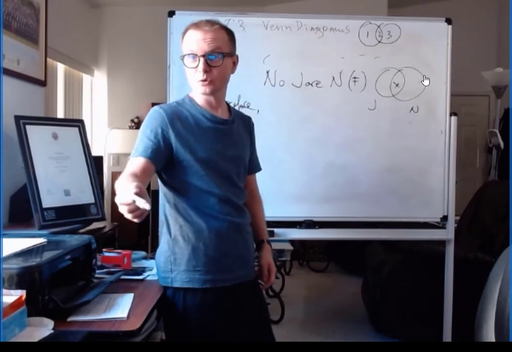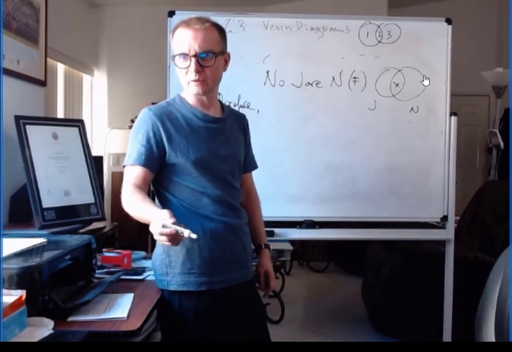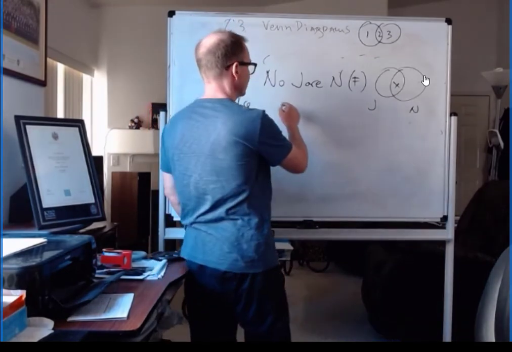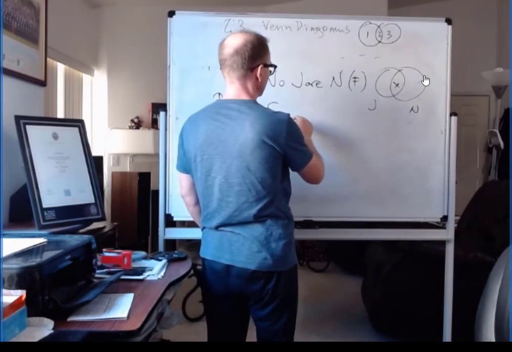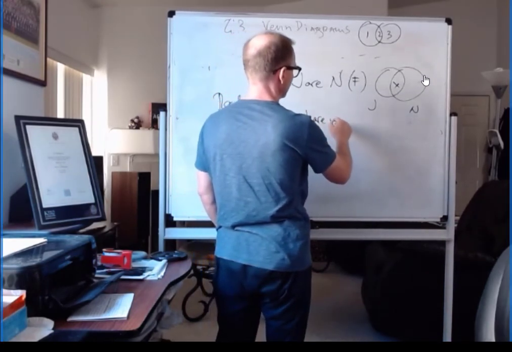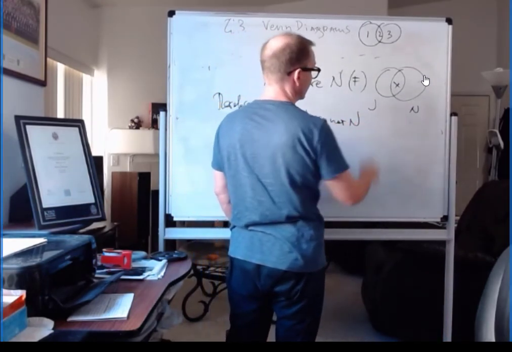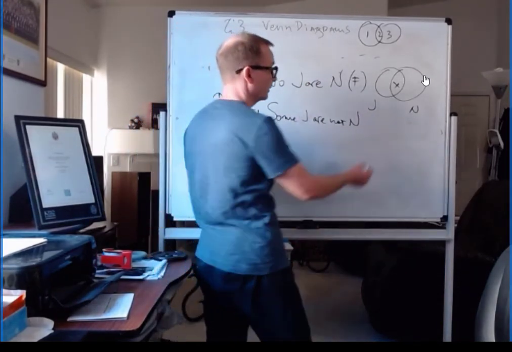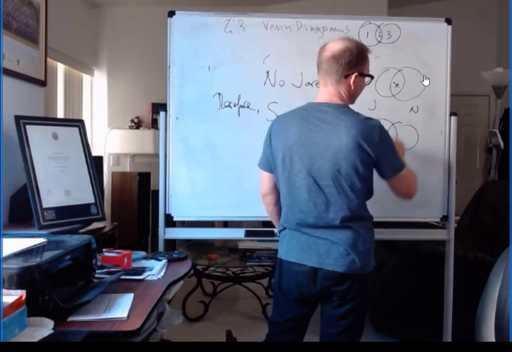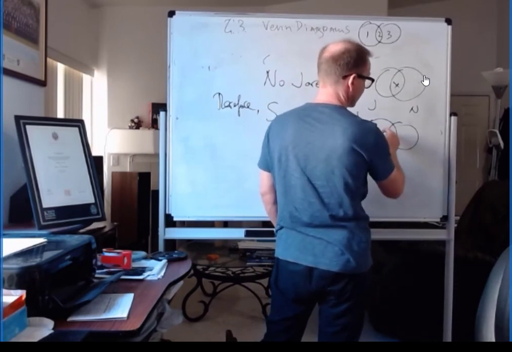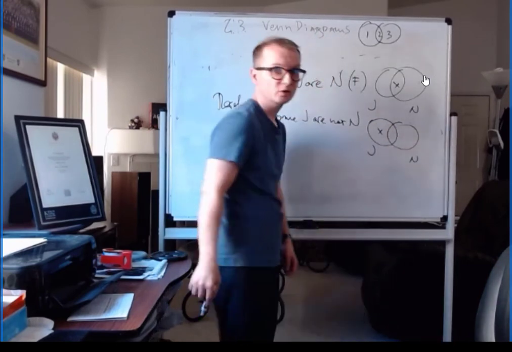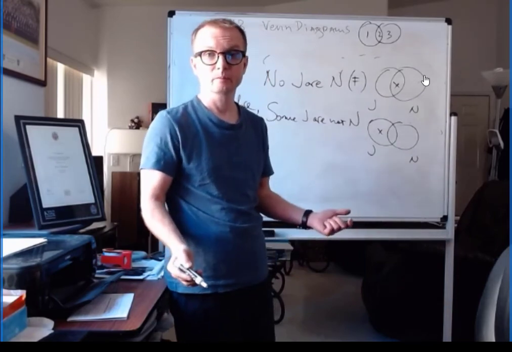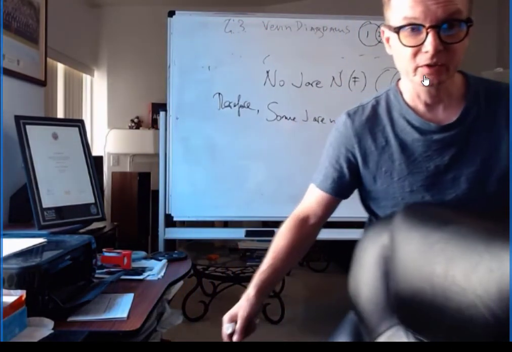The next one, the conclusion here, is some jazz musicians are not natives. So some J are not N. And that one is true. So you don't change anything. How would it look like in true? You would put an X here. And you're not changing it to anything, therefore there's an X here. See? That's the correct answer.